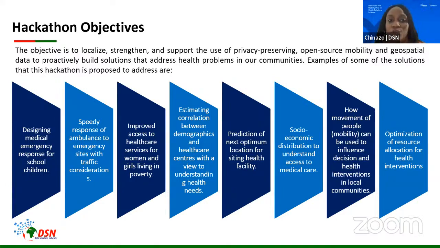We also have one that is interesting because it's for women. The third one says improved access to healthcare services for women and girls living in poverty. The thing with women and girls living in poverty, for example, the ones going through puberty, is that they have to use sanitary towels. And if they're living in poverty, they hardly even feed. How can they afford these things? So do you want to build a solution for them that gives them free access to some of this healthcare? These are the things to inspire you.